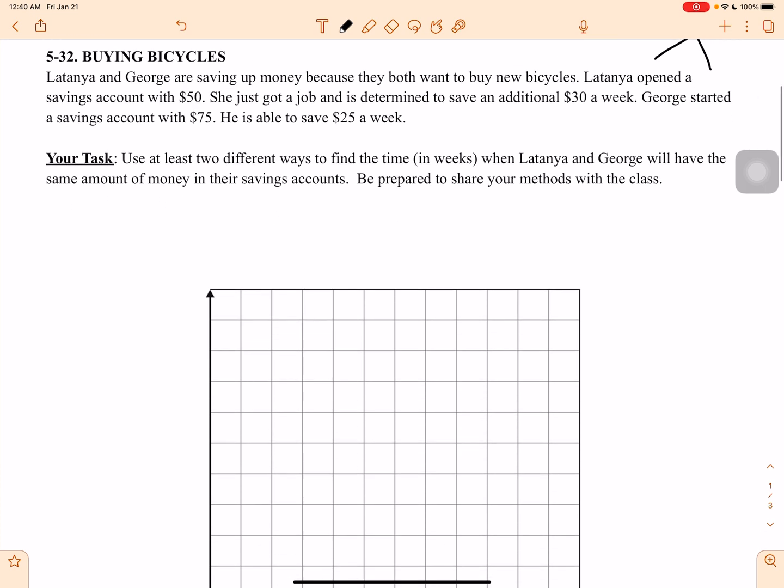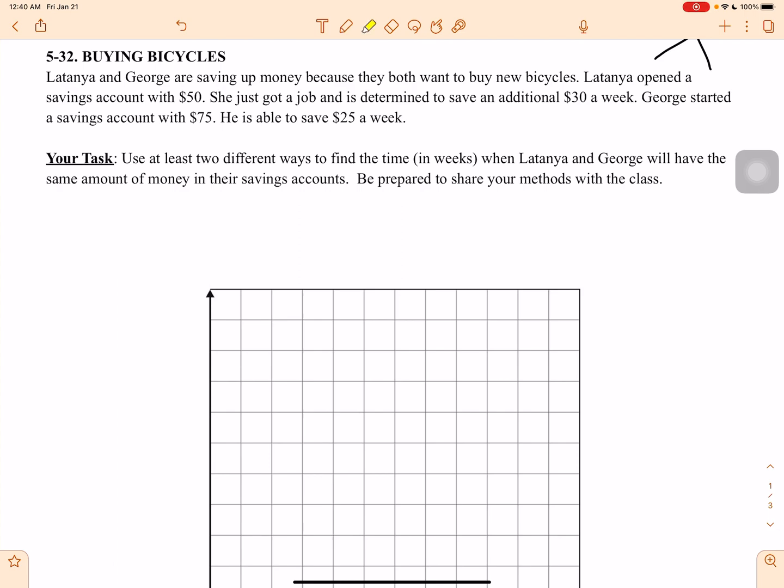Buying bicycles. We have Latanya and George. So Latanya and George are saving up money because they both want to buy new bicycles. Latanya opened a savings account with $50. She just got a job and is determined to save an additional $30 a week. George started a savings account with $75. He is able to save $25 a week.